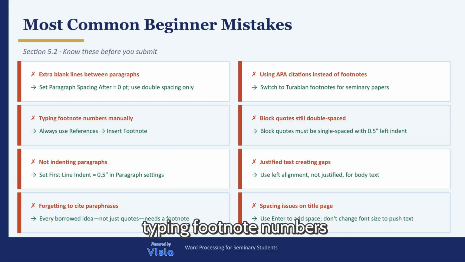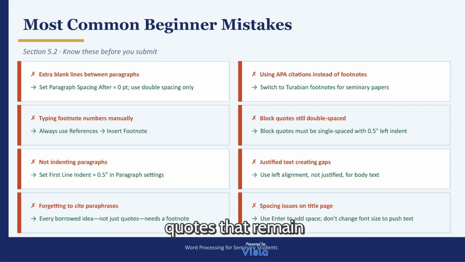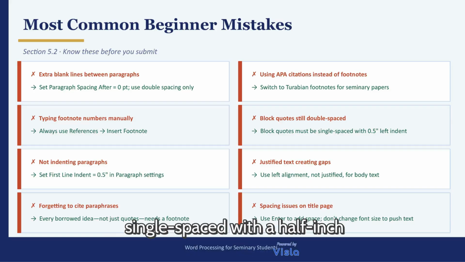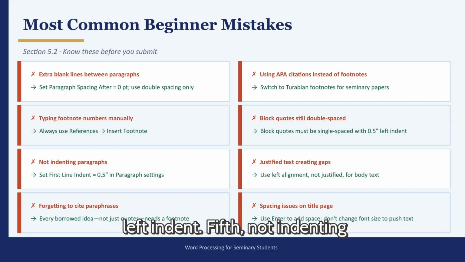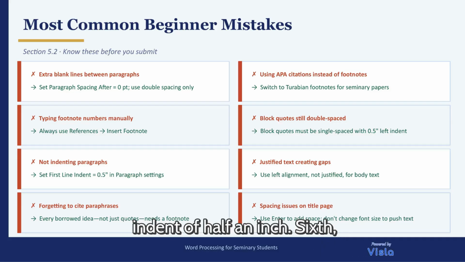Third, typing footnote numbers manually. Always use the Insert Footnote command. Fourth, block quotes that remain double-spaced. Format block quotes single-spaced with a half-inch left indent. Fifth, not indenting paragraphs. Set a first-line indent of half an inch.